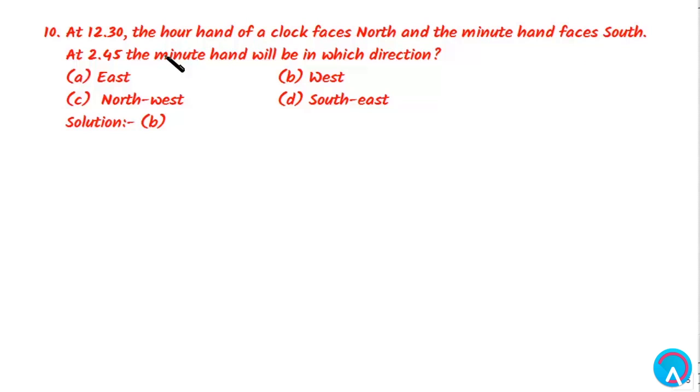Let's do question number 10. At 12:30, the hour hand of a clock faces north and the minute hand faces south. At 2:45, the minute hand will be in which direction? These are the options, and here, option B is the correct option. That means westwards. Let's draw a clock for solving this question.